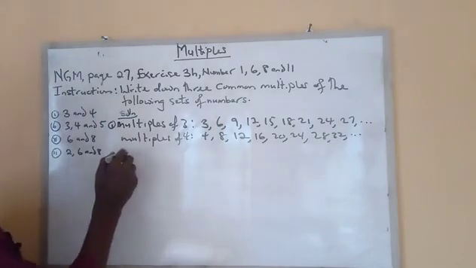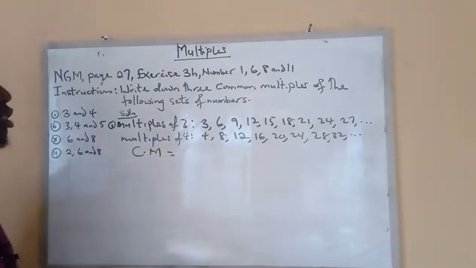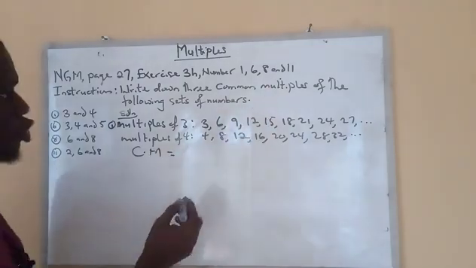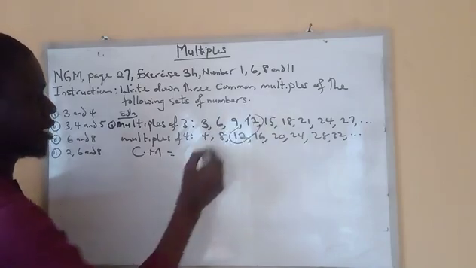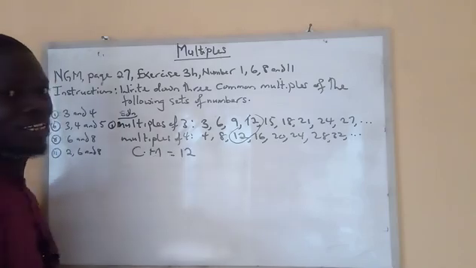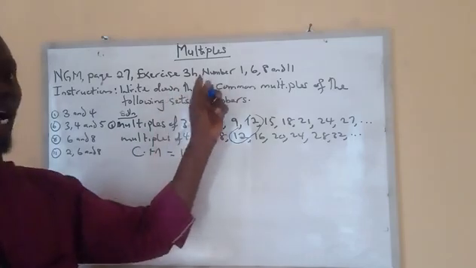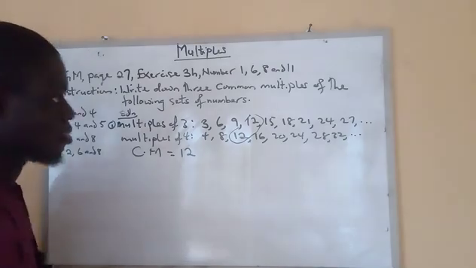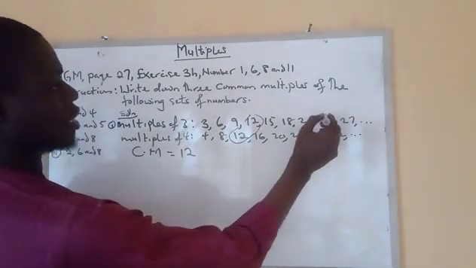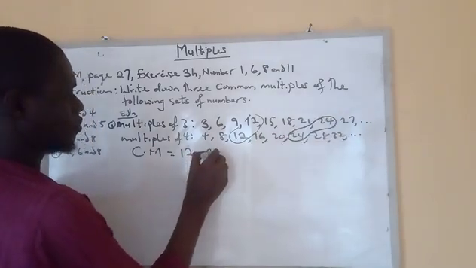So how do we now know the common multiple, CM? It is the number that is common. You see here that 12 is common. 12 exists here, and it's here. So 12 is common. That means out of the 3 common multiples that we are asked to write, we have identified one. We also identify another one here, 24.